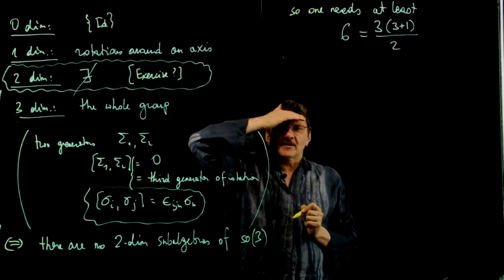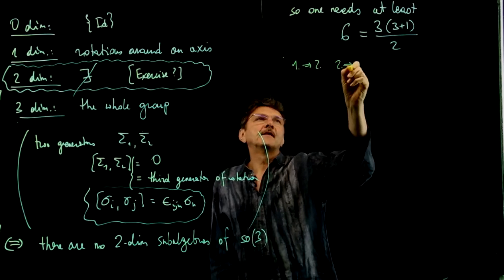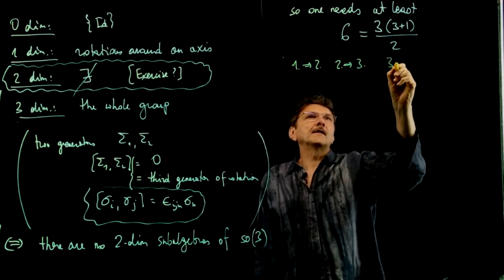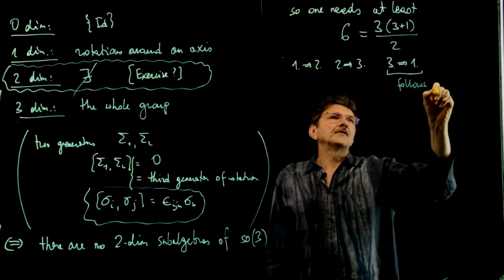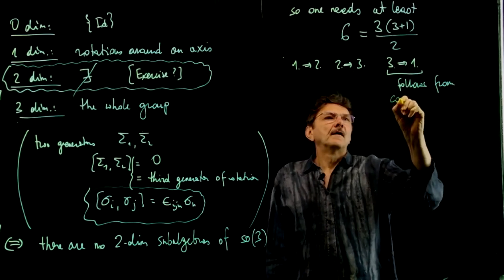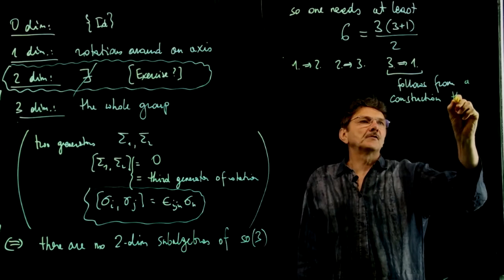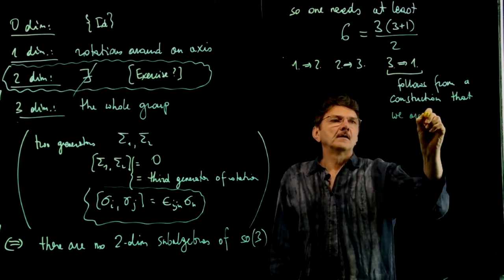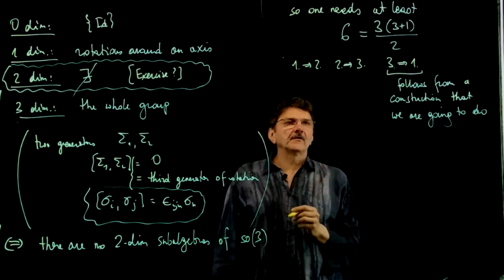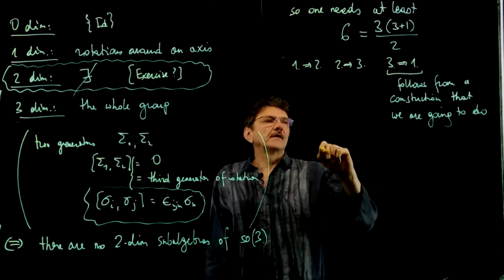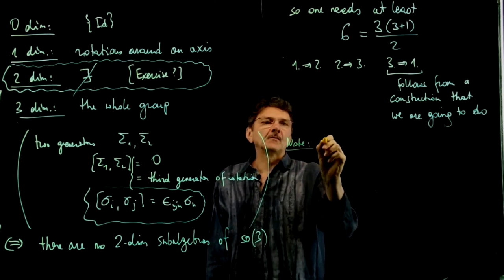So let's see, the theorem had 3 points. So we've proved one implies two, two implies three. Three implies one is going to actually follow from a construction that we're going to do. So the circle is closed, but there's a cute observation. How do you prove two implies one?